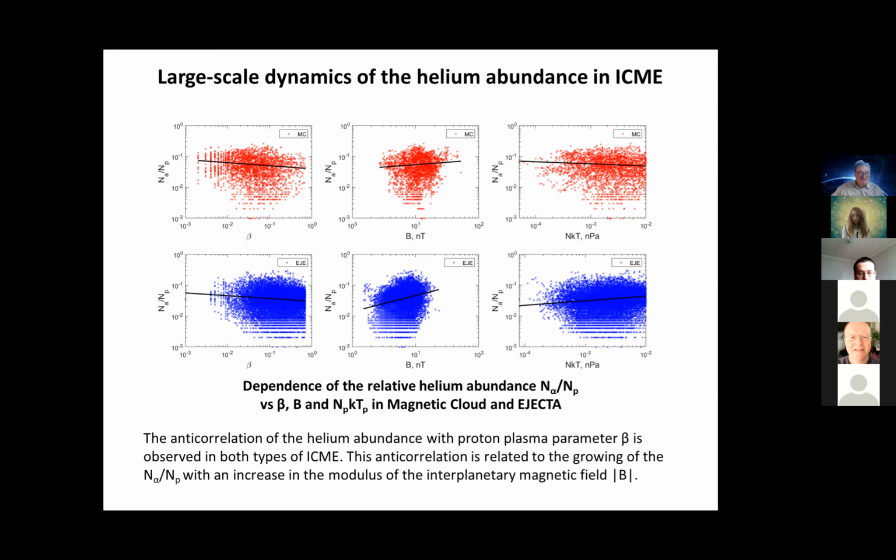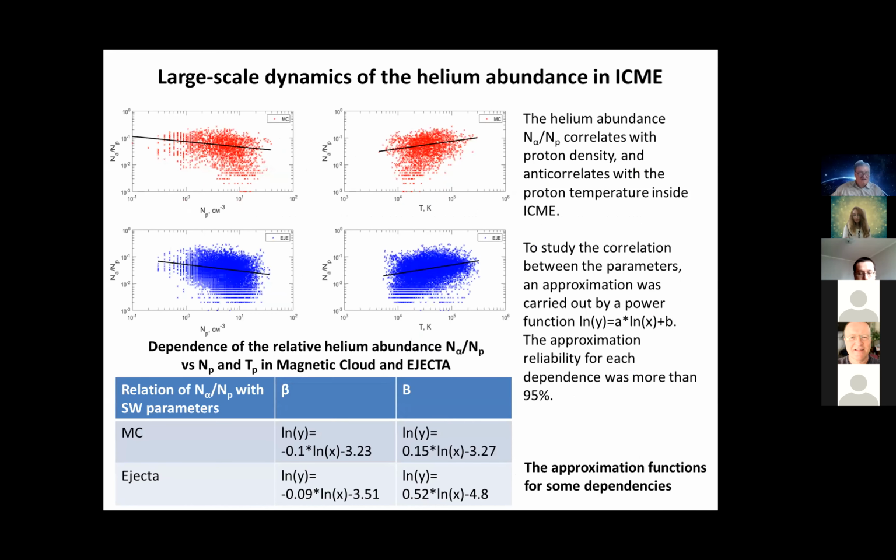This anticorrelation is associated principally with the correlation of helium abundance with the magnetic field. The dependence of the helium abundance on the thermal pressure decreases slightly for magnetic clouds and increases for ejecta. Since the selection of coronal mass ejections as magnetic cloud or ejecta is largely determined by the distance of the spacecraft trajectory from the ejection axis, these types of dependence may be due to the fact that the external part of the ejection may be more affected by interaction with the surrounding plasma.